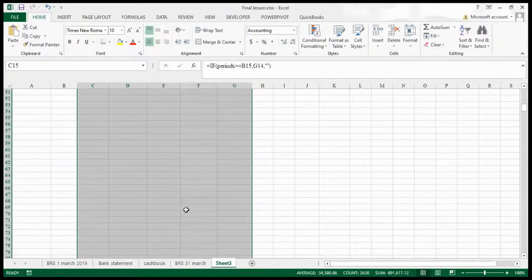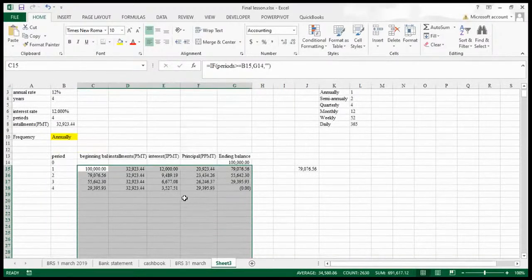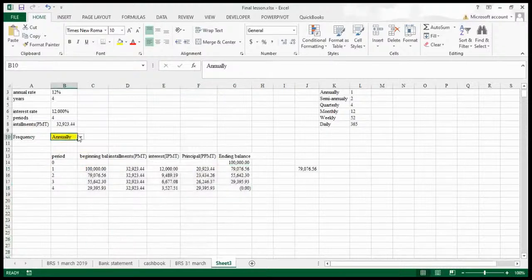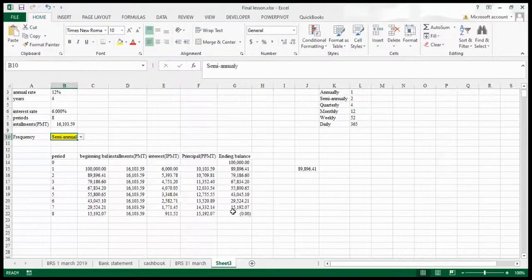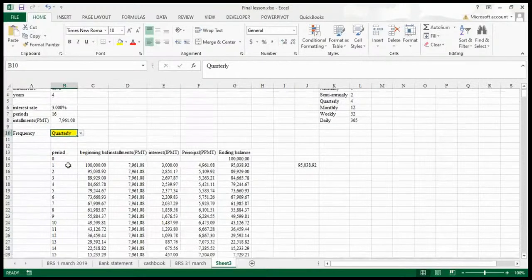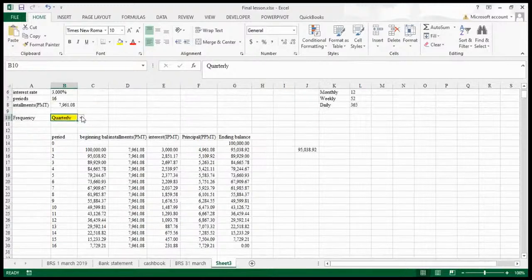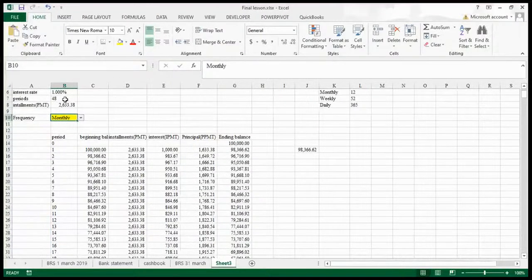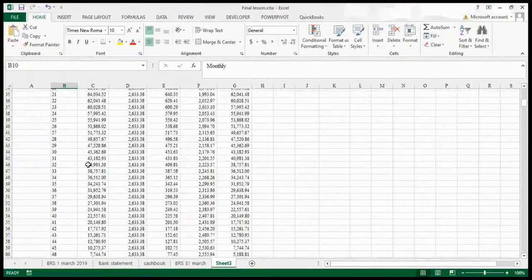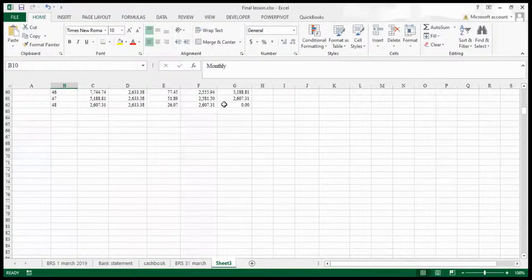You've copied it up to the last part, such that, let's see, we want to now vary the payment period. Semi-annually, everything stops at 8. Ending balance is 0. If you want to do it quarterly, it should stop at 16. Everything is stopping at 16. If you want to do it monthly, it is stopping at 48. Beyond 48, we don't have any value reflected, but the formula is still there in the cells.